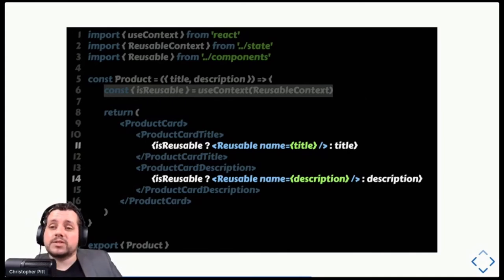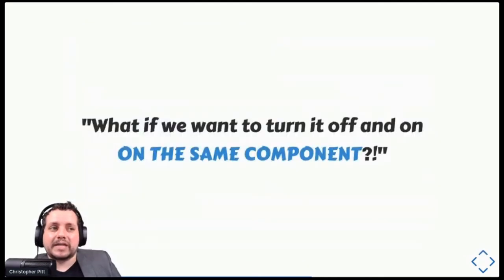It's not where we stopped with this, because then no sooner had this been entered into the application when Warren came back and said, but what if we want to turn it off and on in the same component? And he broke my mind with that. But it makes total sense. There are instances where you would want to have some values that don't change, like a product name doesn't change very often, but a product tagline might change very often.